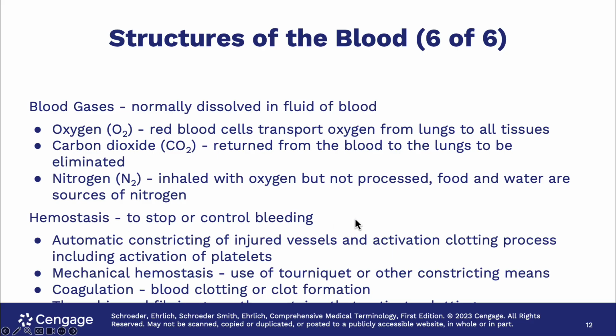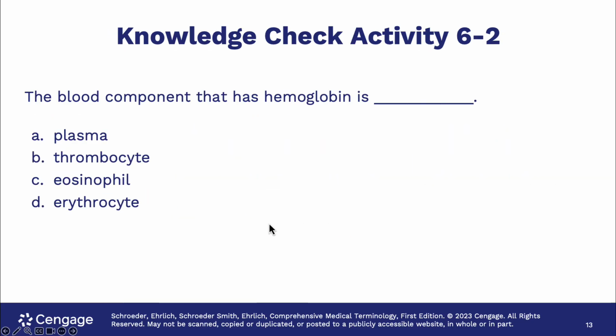Hemostasis is the way to stop and control bleeding. It's an automatic constriction of injured vessels. And then you have mechanical hemostasis, which you can do using a tourniquet or pressure or other means. And then eventually you have coagulation, which is the blood clots forming.